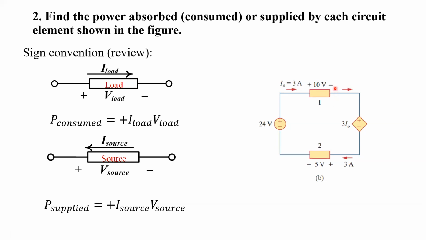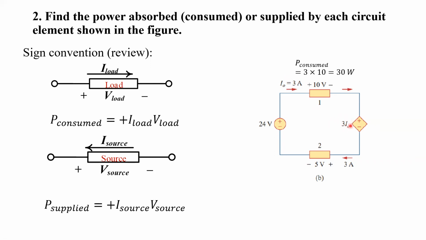In this problem, if we see this first element, it's similar to this case. Current 3 ampere is flowing from positive terminal to the negative terminal, right? So it is consuming the power. And power consumed is given by I into V equals 3 into 10 equals 30 watts. And let's see this element. This element might be a little bit strange for you. This is actually a dependent voltage source. The value of this dependent voltage source is 3 I naught. I naught here is 3. So the value of this voltage source will be 3 into 3, that equals 9 volt.